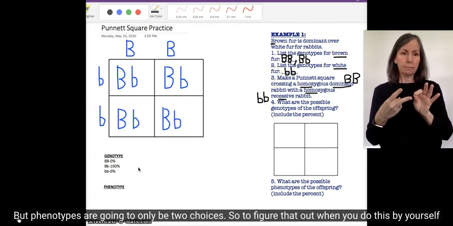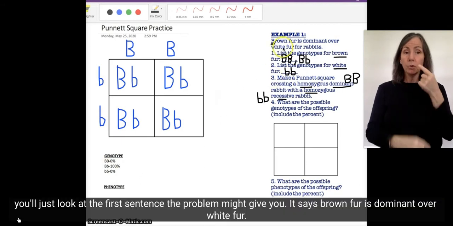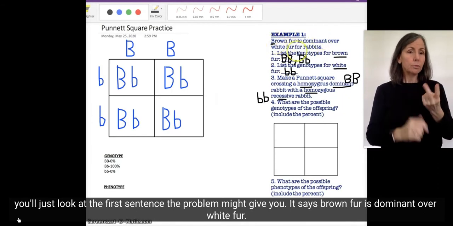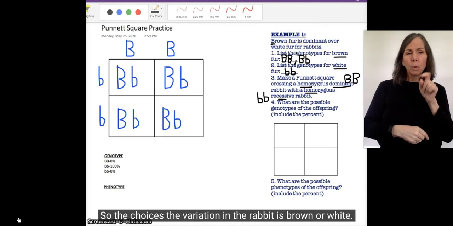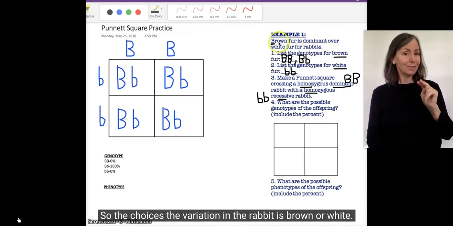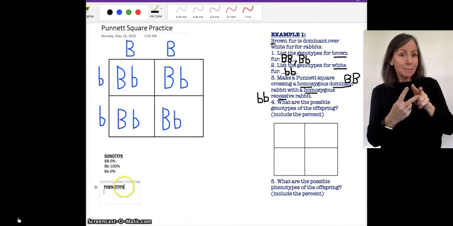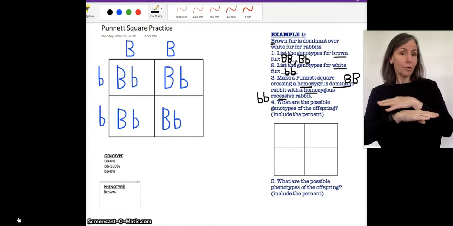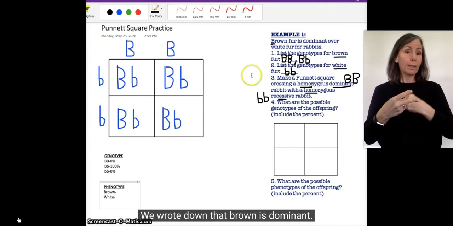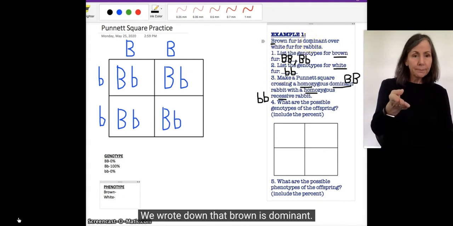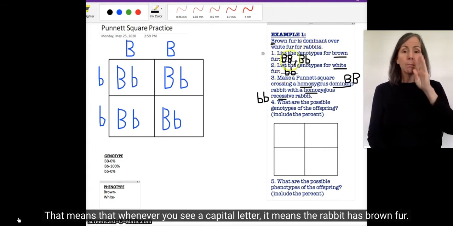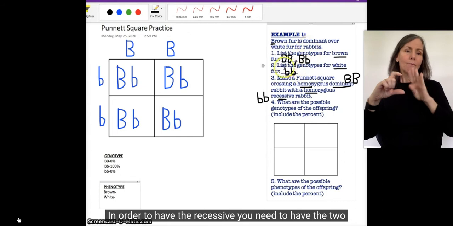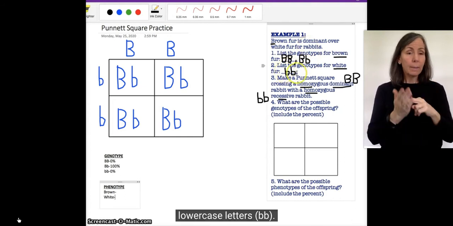So to figure that out when you do this by yourself, you'll just look at the first sentence of the problem I give you. It says brown fur is dominant over white fur. So the choices, the variation in the rabbit, is brown or white. So we wrote down that brown is dominant. That means that whenever you see a capital letter, it means the rabbit has brown fur. In order to have the recessive, you need to have the 2 lowercase letters.